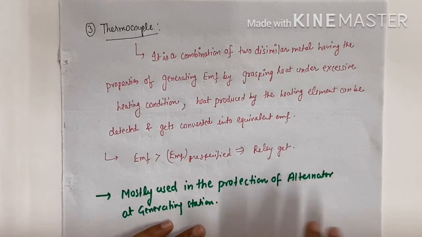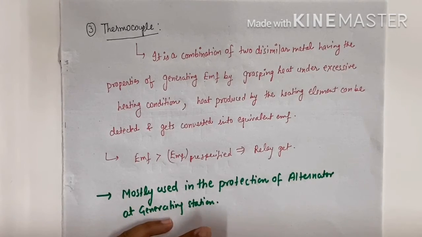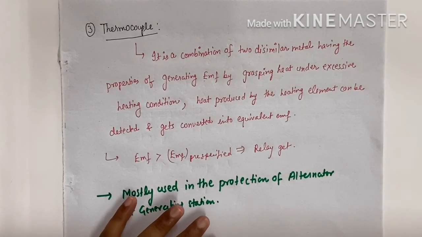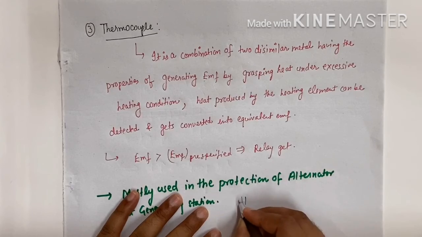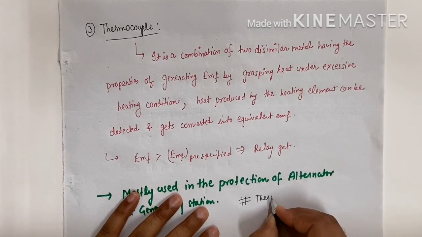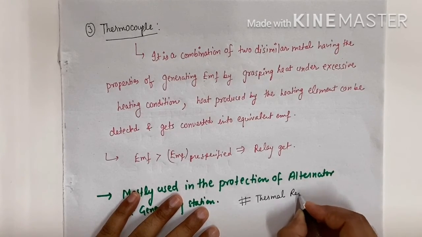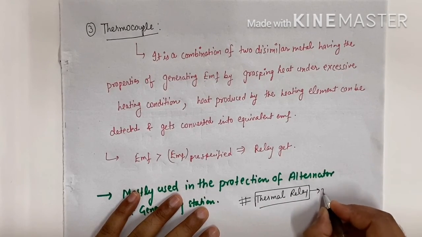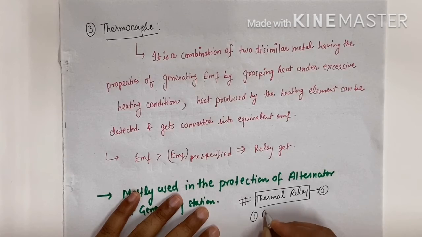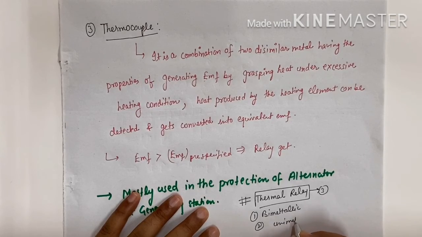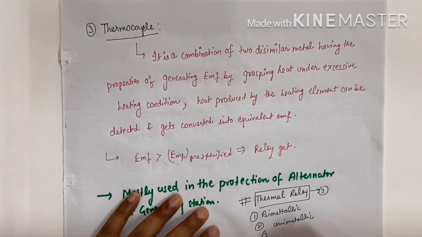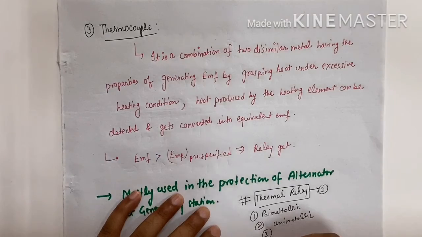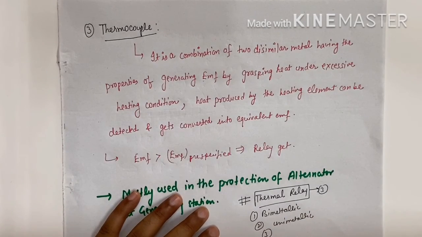So now revise the concepts we have studied here. Firstly, we have seen the concept of thermal relay. In this video we have discussed the thermal relay. Thermal relay is classified into three categories. First is the bimetallic thermal relay. Second is the unimetallic thermal relay. Third is the thermocouple thermal relay.